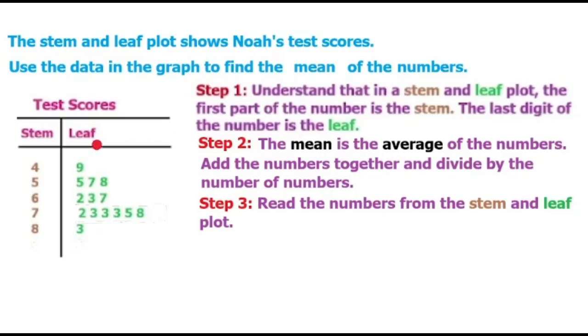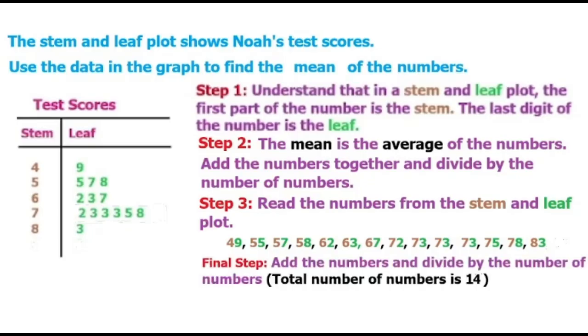So we could see the first number is 49. The next number is going to be 55. The next number is going to be 57. The next number is going to be 58. So that's how you read it. So 49, 55, 57, 58. Let's go to the next one. 62, 63, 67. And you just keep going until you have them all written down.